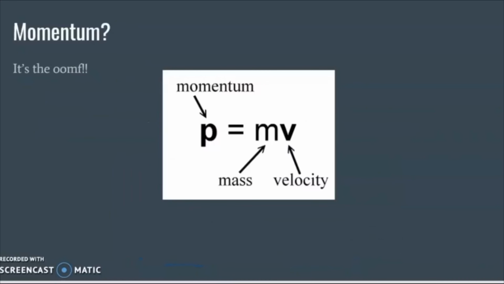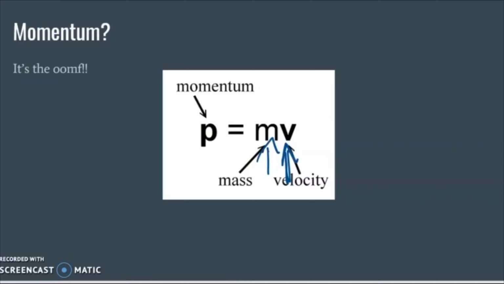So momentum, let's brush up on that real quick. Momentum is the oomph, and this is a big deal in Newtonian physics, right? If you think about a big truck hitting a traffic cone, that truck has a really large mass, and it's going fast too, so it has a really large velocity. You can imagine that it's going to have a lot of momentum to it. So the easiest definition of momentum is that it's oomph.